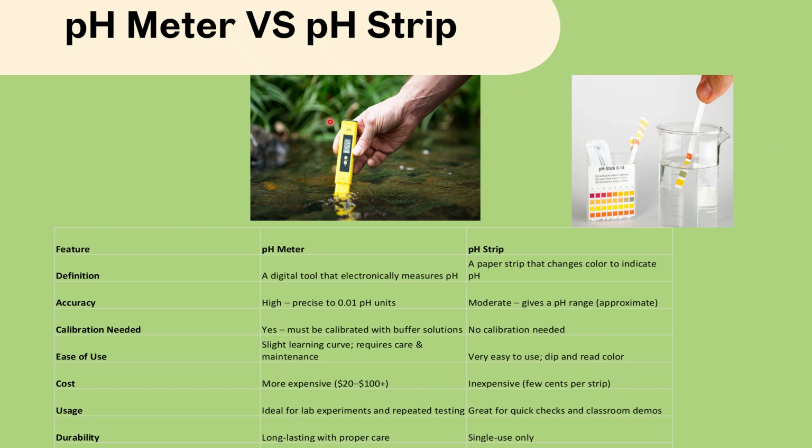The cost, of course, because it's digital, is going to cost more. With a strip, it costs less. In terms of usage, it's very ideal to use the pH meter for lab experiments and repeat experiments, while a strip is great for quick readings and class demonstrations. So quick checks like a hydroponic system and class demonstrations. Durability, as I mentioned before: with the meter, you can use it multiple times as long as it's taken care of really well. And for the strip, it's a one-time use.